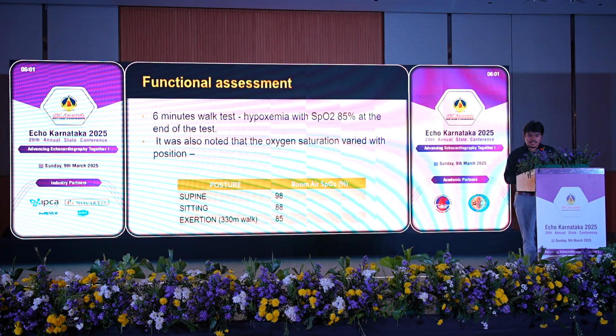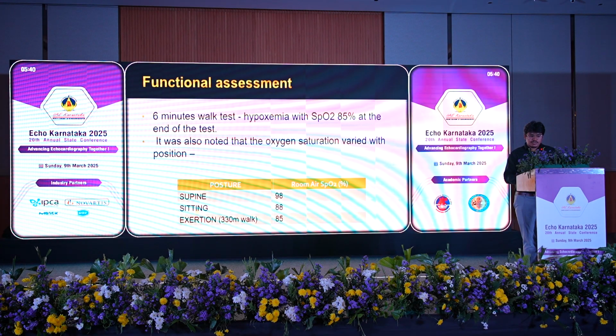We found that there was a hypoxemia with a drop in saturation to 85% after a 6-minute walk test. It was also noted that the oxygen saturation varied with position. In supine position, the saturation was 98%, and in sitting, it was 88%. And on exertion, that is after the 6-minute walk test, the saturation dropped to 85%.